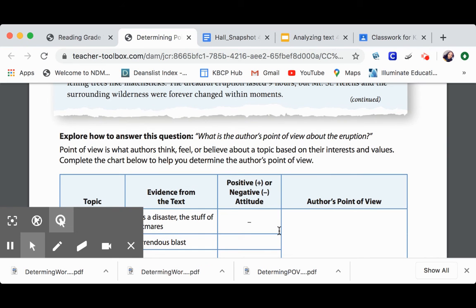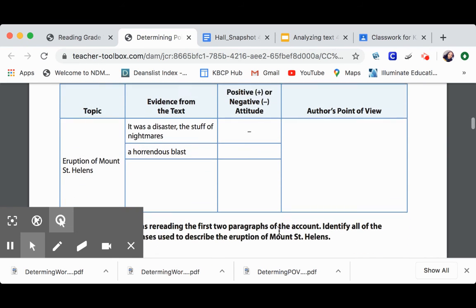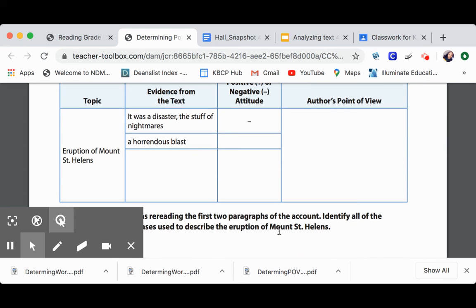What is the author's point of view about the eruption? Okay, so the topic we already know is the eruption of Mount St. Helens. Our first piece of evidence is it was a disaster, the stuff of nightmares. Our second piece of evidence is a horrendous blast.